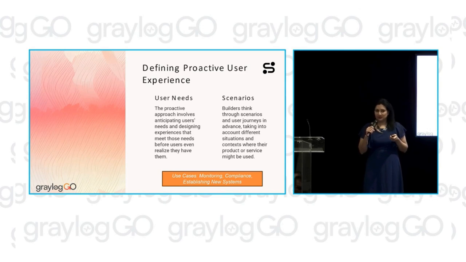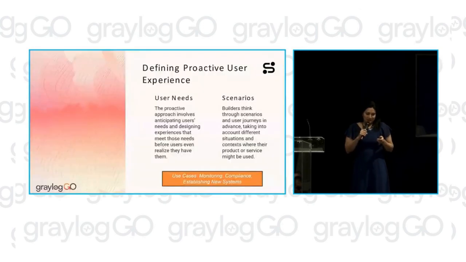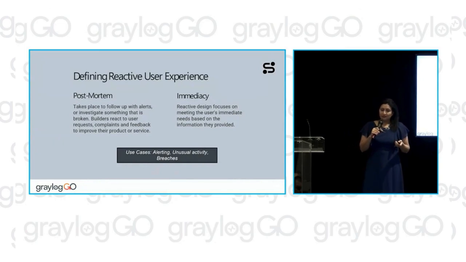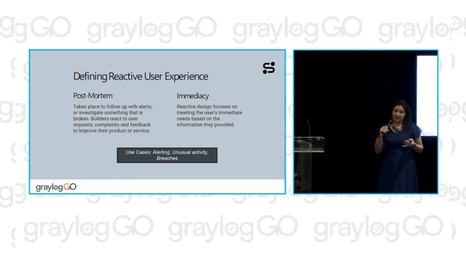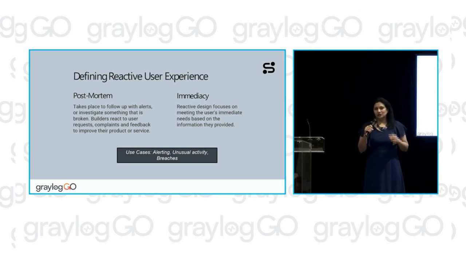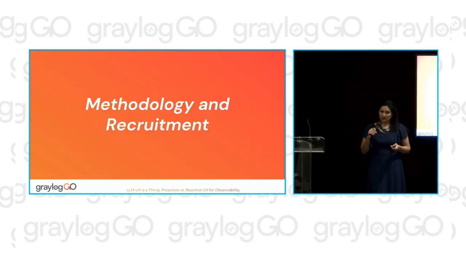where they're trying to establish a new system per se. You also have the reactive cases where you do have threat detection, something unusual happens. You might be setting up alerting or monitoring. We have alerting within OpenSearch dashboards that we use, and then any kind of breaches. So in this particular case, users will go in, do a post-mortem, and usually these cases are a little bit more immediate. You need to quickly fix this particular issue as well.